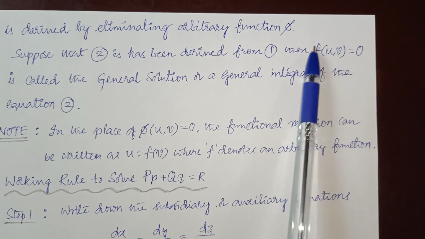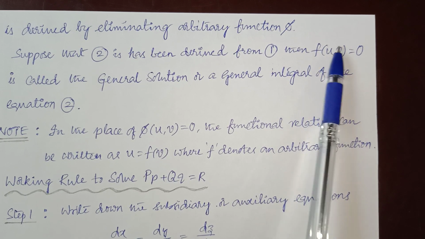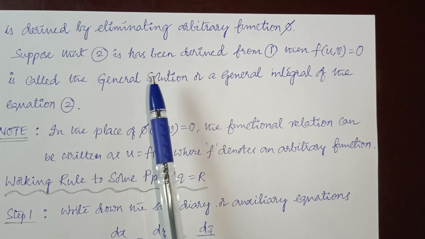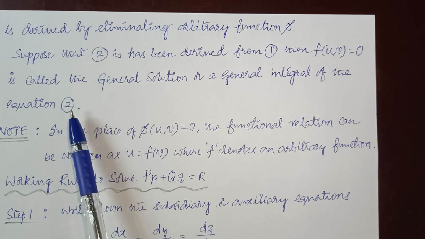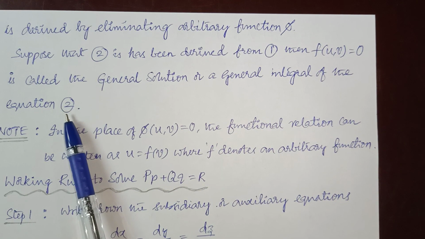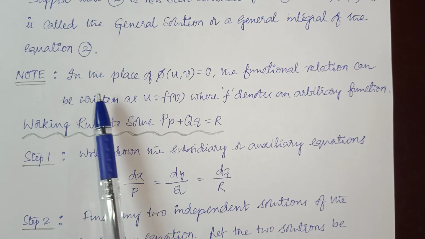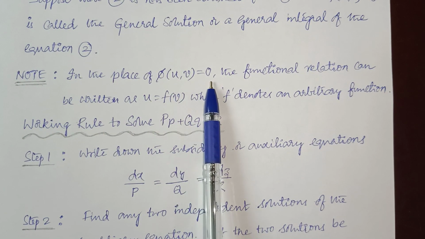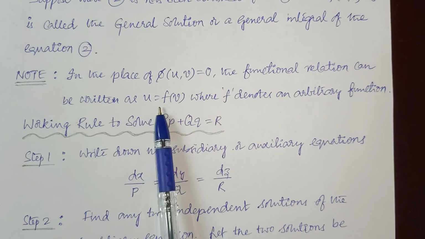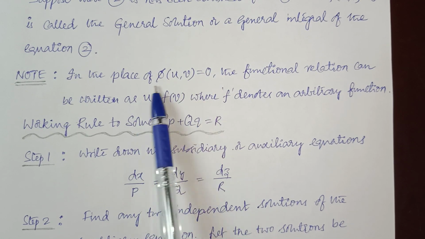Then this phi of u, v is called a general solution of the Lagrange's linear equation, or the general integral of the Lagrange's linear equation. Note one more point here: in the place of phi of u comma v is equal to 0, which is the general solution, the functional relation can also be written as u is equal to f of v.